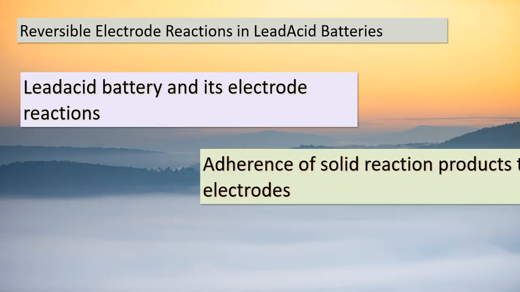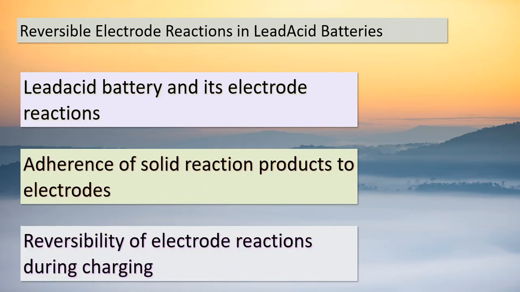Welcome back, students. Today, we're delving into the captivating world of batteries and their remarkable properties. Our focus now shifts to the lead-acid battery, where fascinating electrode reactions take place. The solid reaction products that form during these reactions have a special property: they adhere to the electrodes. Why is this significant, you ask? Well, it enables a fantastic phenomenon: the ability to reverse the electrode reactions during the charging process.